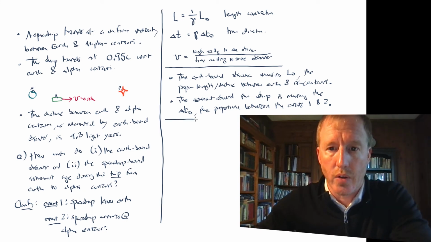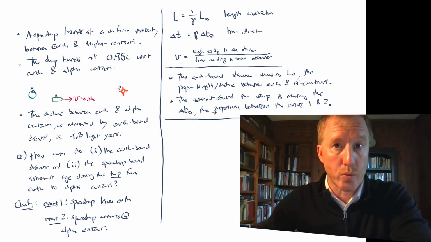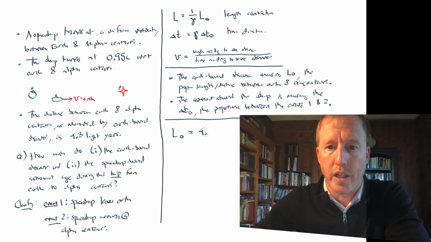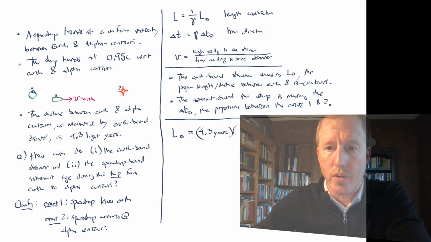Okay, so having put behind us those preliminary comments, let's write down some formulas. First of all, what is the proper length, L naught, between Earth and Alpha Centauri? Well, we were told that it's 4.3 light years. So another way of saying that is 4.3 years times the speed of light.